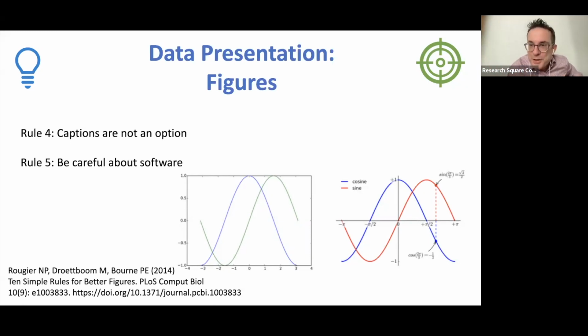Be careful about your software too. Rule number 5. When I was a PhD student working as a geologist, I was told, oh, you should be using this particular kind of software. No, make sure that you are using software to make your figures that you are happy with, that you know how to use, and that will make for you a consistent style of figures.